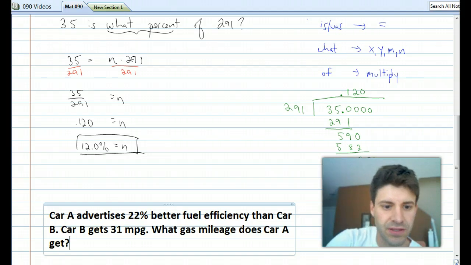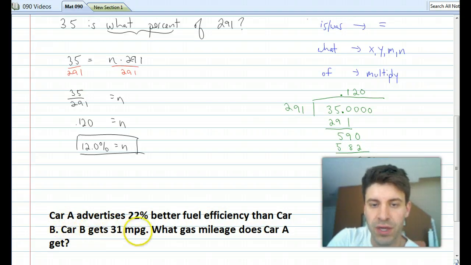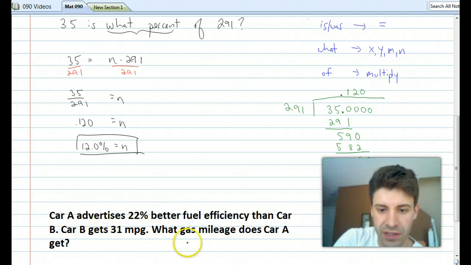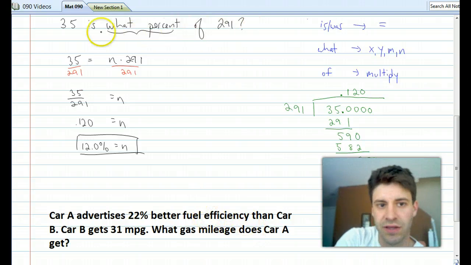The next step in dealing with percentages is solving actual word problems. So something like this. Car A advertises 22% better fuel efficiency than car B. Car B gets 31 miles per gallon. What gas mileage does car A get? So the key in solving all of these types of problems is taking all this information in, using your English and your reasoning skills to reduce it down to a sentence that looks just like this.